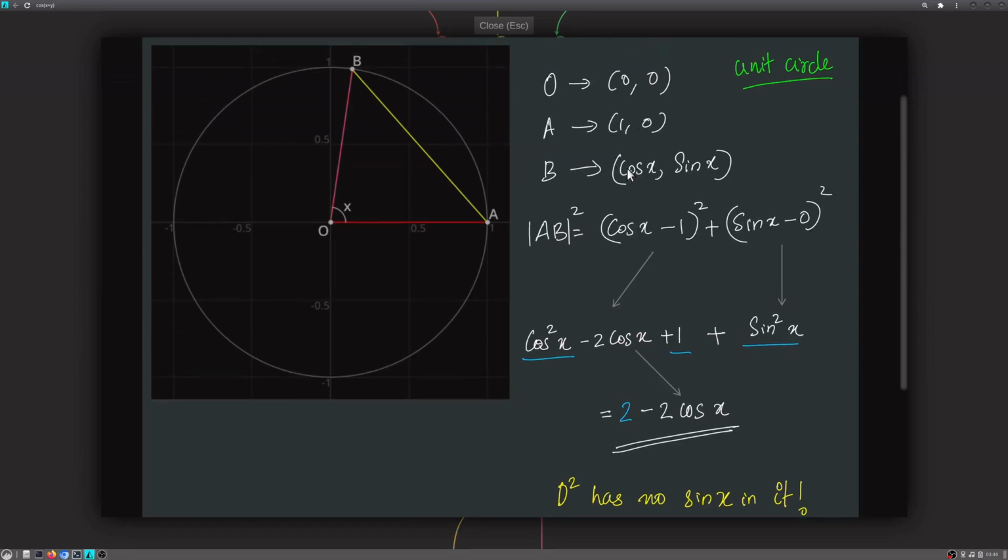So with 1, 0 and cos x, sin x, we get this expression for distance square. So distance square has no sin x in it. Notice that even though we started with a sin x sitting here, at the end the expression for distance square did not have a sin x in it. So remember this expression. If this is y, we will see 2 minus 2 cos y here. If it is alpha plus beta plus gamma, we will see 2 minus 2 cos of alpha plus beta plus gamma. Whatever x is here, it is the same here.